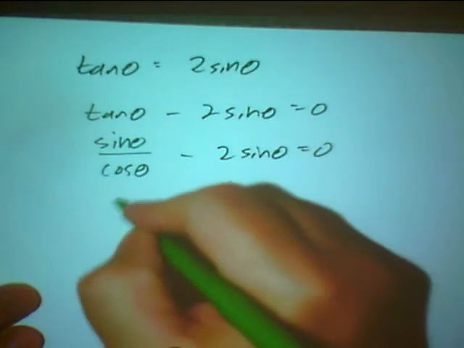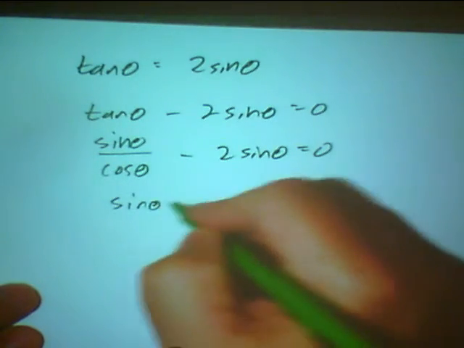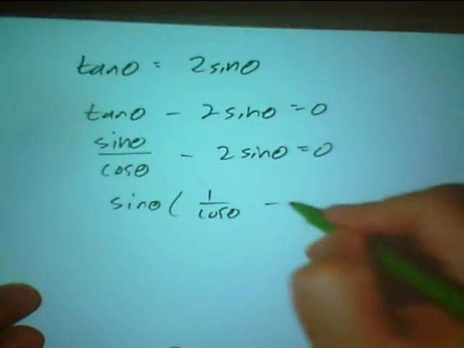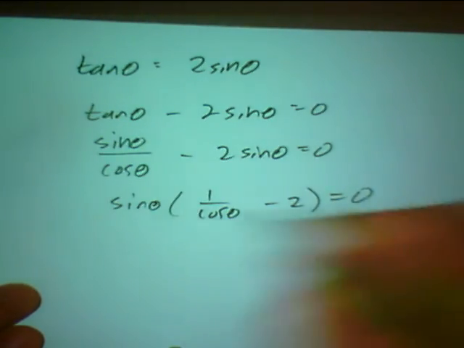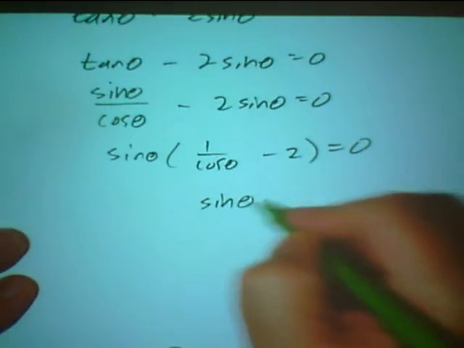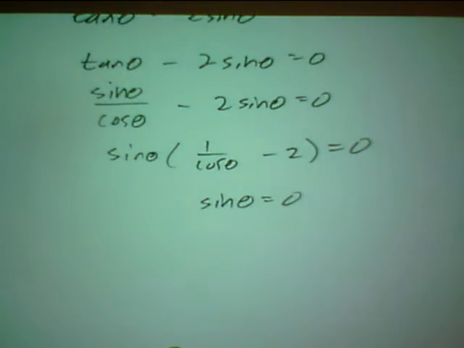Let's factor out a sine of theta. Sine theta times 1 over cosine theta minus 2 equals 0. So now I have my two factors. So my first problem to solve, sine theta equals 0. When is sine theta 0? What angles? How about 0 and pi?